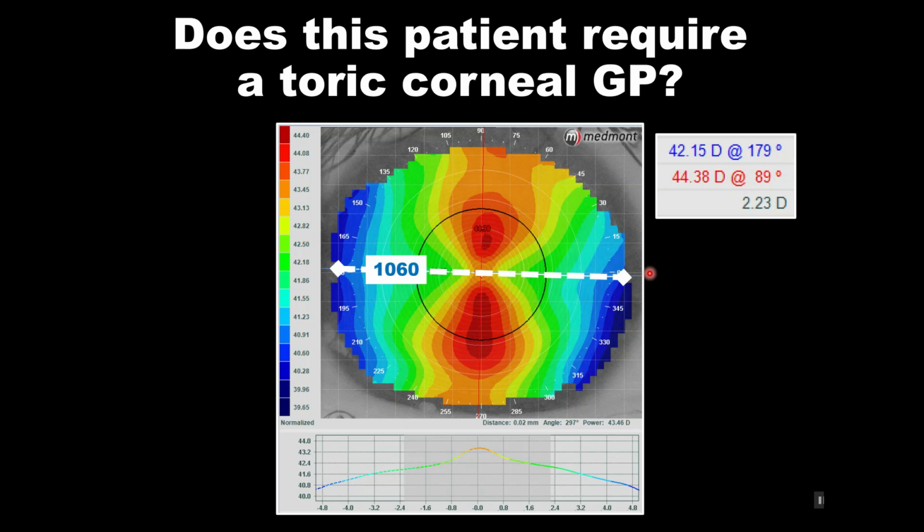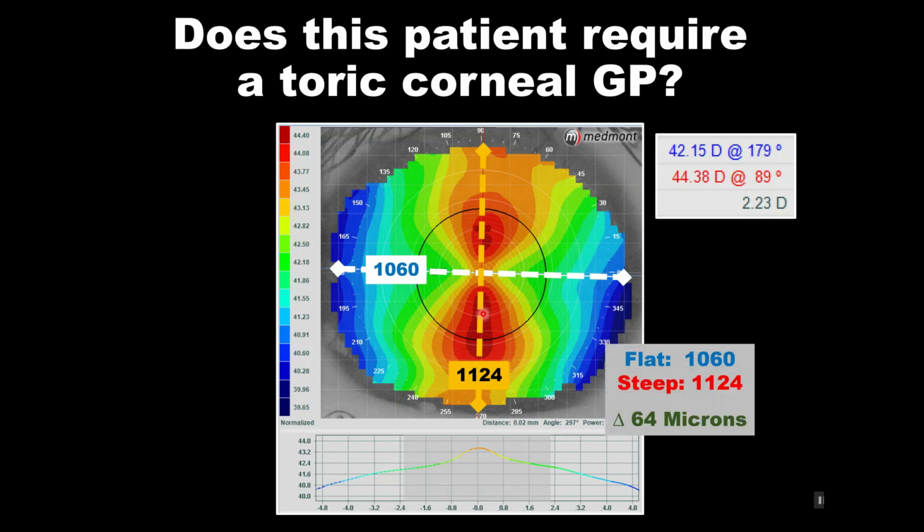The Medmont is one of the unique topographers that allows us to look at sagittal depth, height, the way we fit contact lenses. And here we measure 1060 microns. On the steep meridian, 1124 microns. So the eye has a lower depth this way than it does across the steep meridian. When we compare the two, there's a 64 micron difference between the depth of the eye this way and the depth of the eye this way.